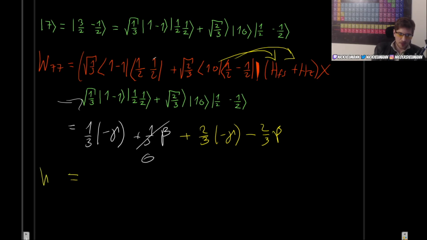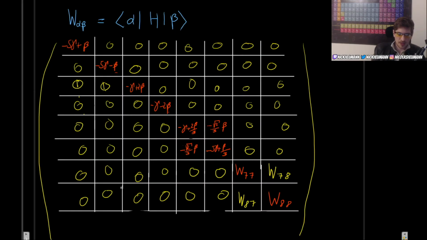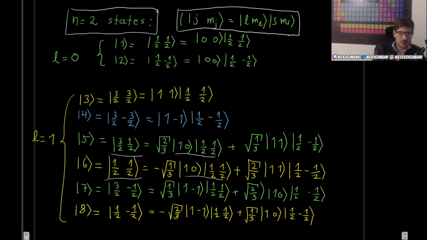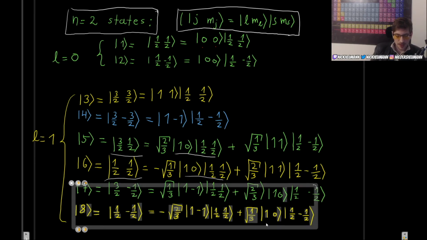So if we now add this up, we get that W77 is going to be minus gamma, 1/3 plus 2/3 is just 1, minus 2/3 beta. All right, so minus gamma minus 2/3 beta. W88 comes next. I guess we could do 87, 78. Doesn't matter. So let's go for 88 because I already said it. And you know, no takesies backsies.